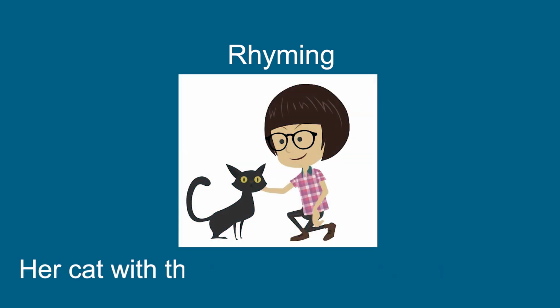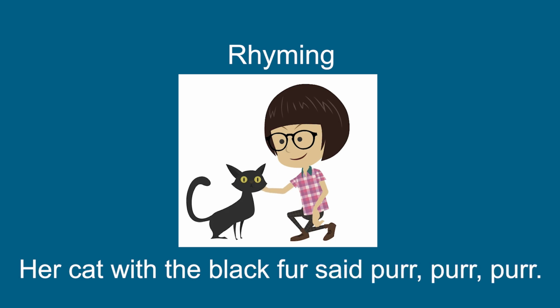You can also highlight rhyming words. Say something that rhymes, like her cat with the black fur said purr, purr, purr. Point out the sound to your child. Say, her, fur, and purr all have er at the end.